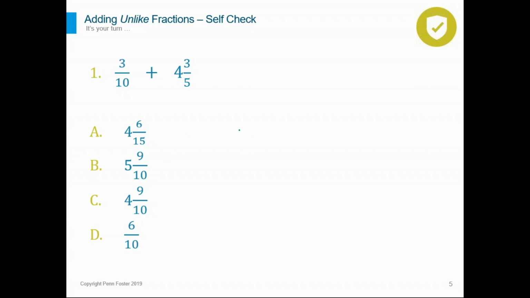I'm just waiting for everyone to write down the problem, think about the problem, start to take steps to find the sum, and decide on what would be the common denominator. Do you see anything that catches your eye? 10 and 5. What do you think? What would be the common denominator?